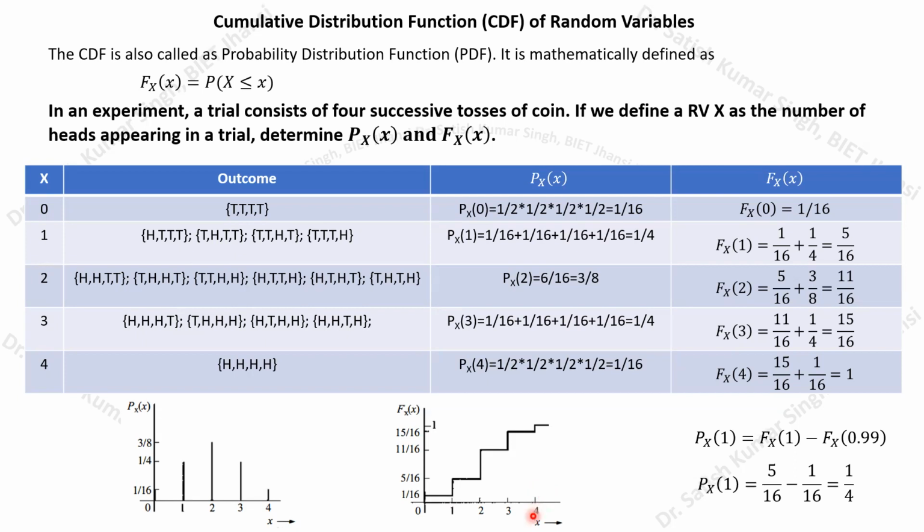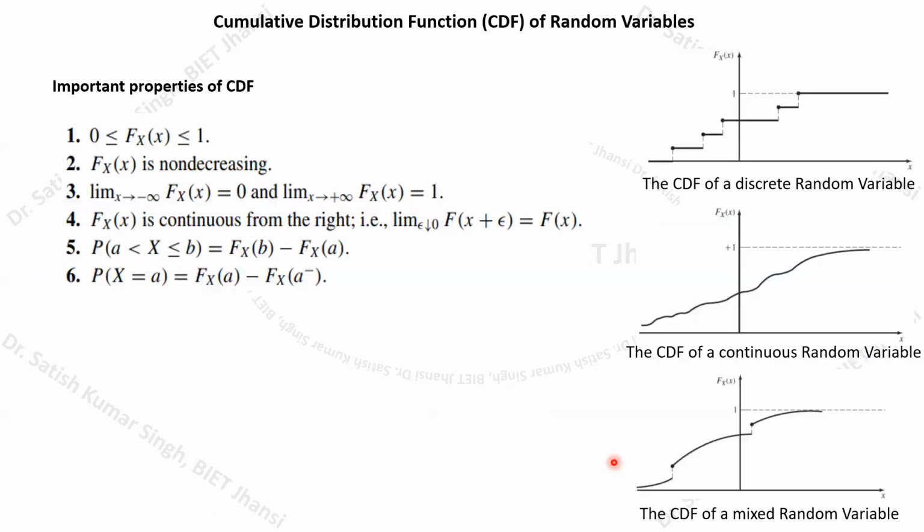Here you can see that the range of x varies from 0 to 4, so this is the maximum possible value of x. When it attains its maximum possible value, F(x) attains its maximum value equal to 1. Therefore, F(infinity) is always equal to 1. These are the properties of the cumulative distribution function.